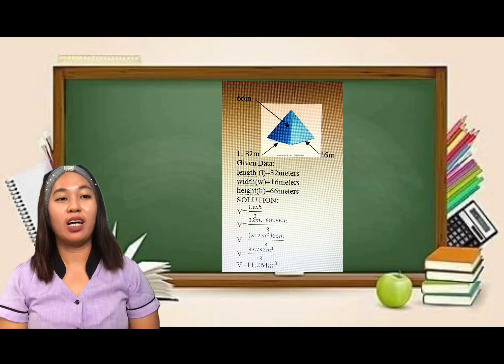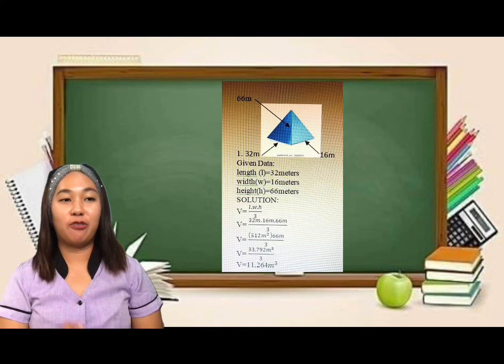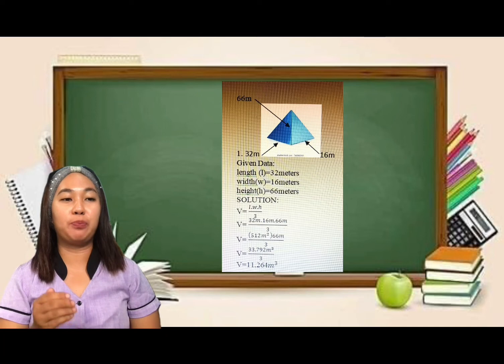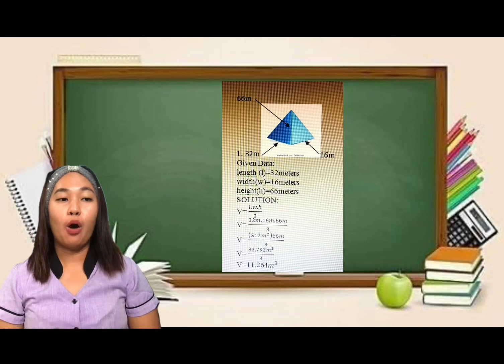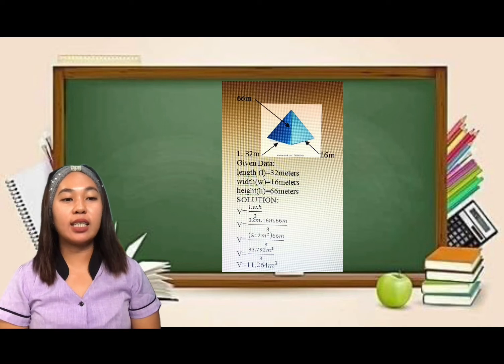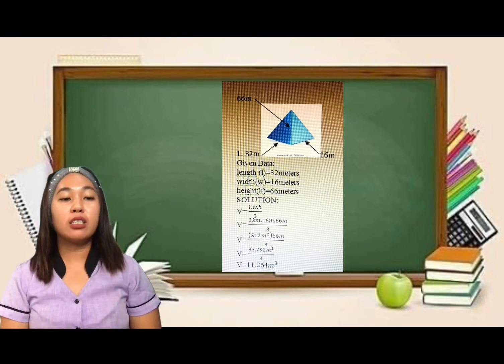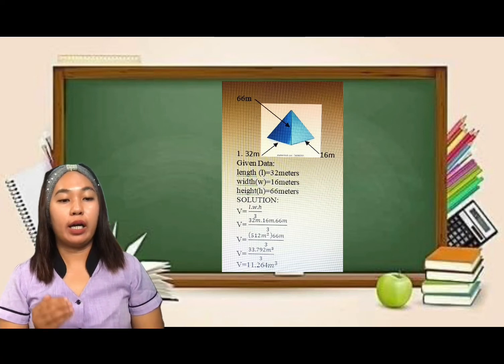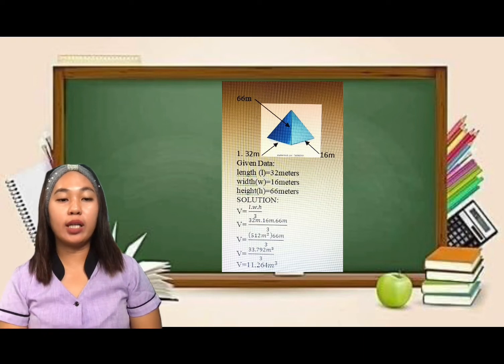Example number 1. To solve this item, let us first substitute the given data following the formula for the volume of the pyramid. The given data are length equals 32 meters, width equals 16 meters, and height equals 66 meters. Since we have the length, width, and height, it is understood that the base of this pyramid is a rectangle. So we have the volume equals length times width times height divided by 3.